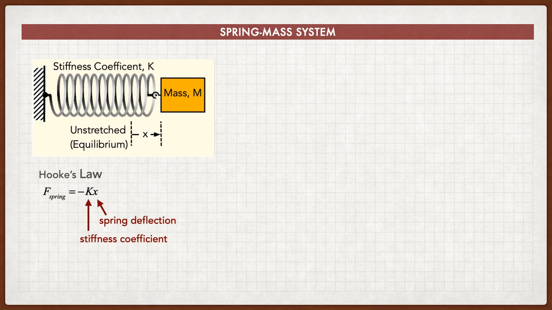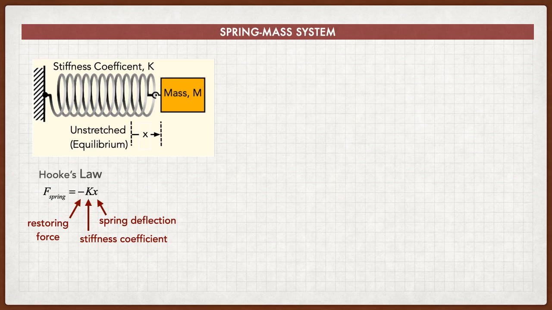Units for K are force per length, usually Newton per meter. When the deflection is positive, the spring pulls back. The force is negative. When the deflection is negative, the force pushes forward. It's positive. The spring force is always directed back to the unstretched position. It's called a restoring force.